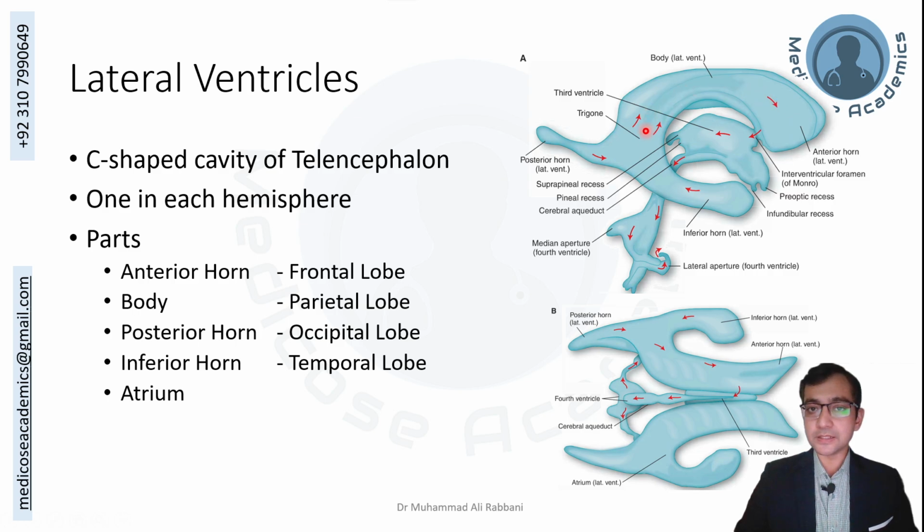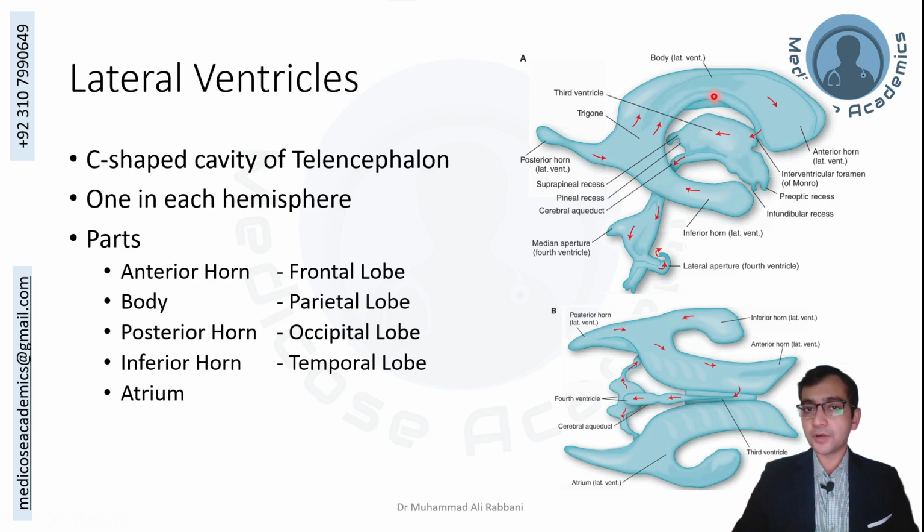The lateral ventricles are these, the larger ones, the C-shaped ones that are present in the telencephalon part of the forebrain. There is one in each cerebral hemisphere. These are basically the cavities of the cerebral hemisphere. They have four parts basically. The part that is anterior to the interventricular foramen is the anterior horn. The part that is above the thalamus, from here till here, is the body. The part that goes back is the posterior horn, and the part that goes down is the inferior horn.